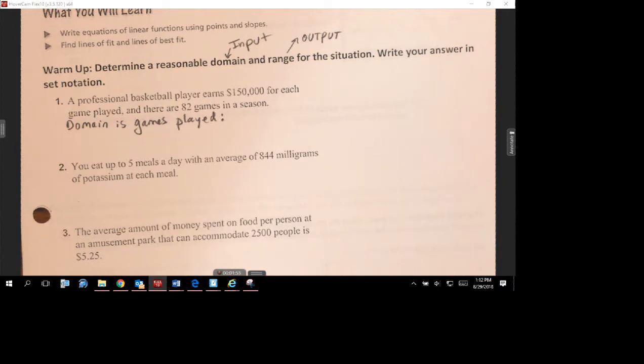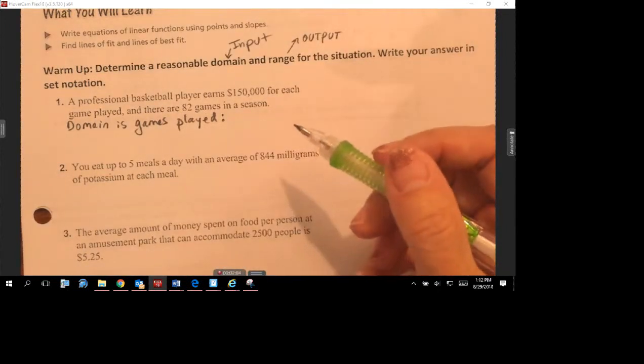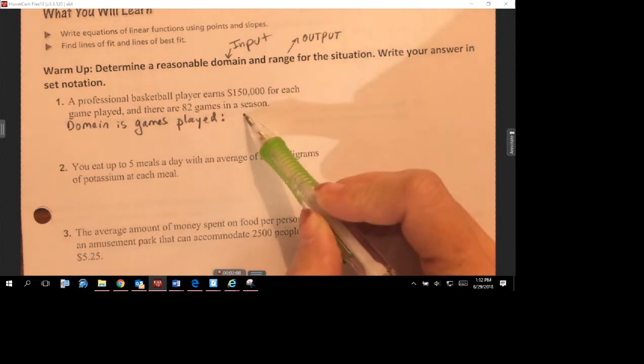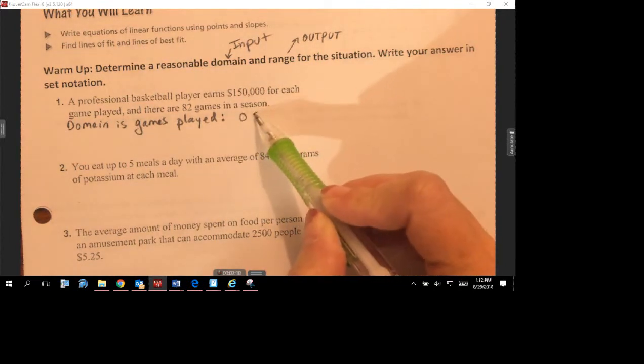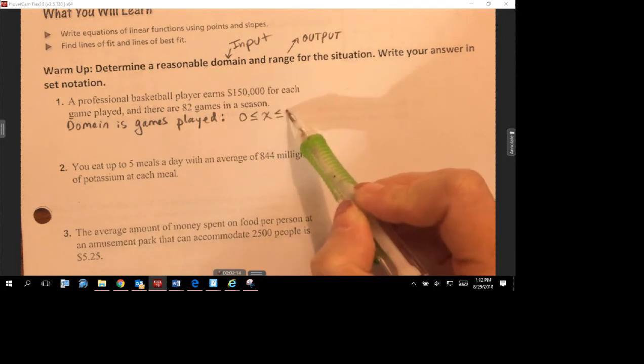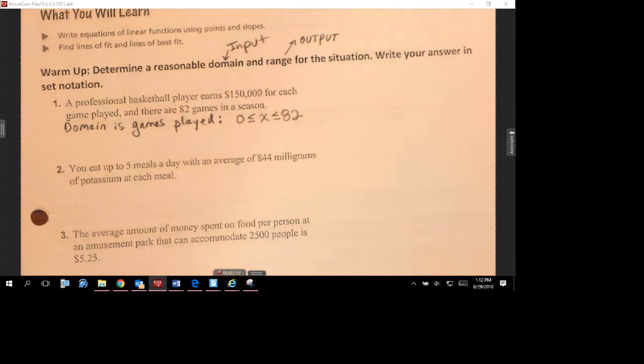0. You might be hurt. What is the highest amount of games the basketball player could play? 82. So to describe any number in between 0 and 82, but including 0 and 82, we're going to say 0 ≤ x ≤ 82. And I chose x because usually x is the domain. So that would be how many games this person can play.